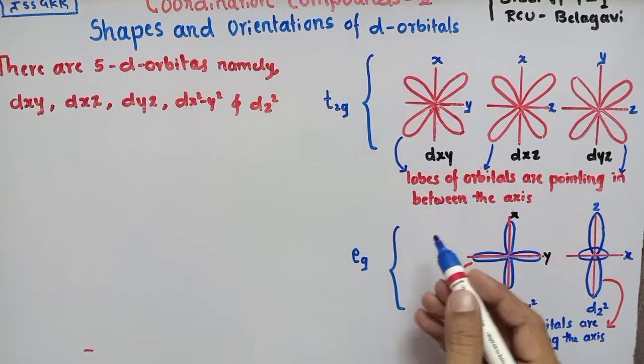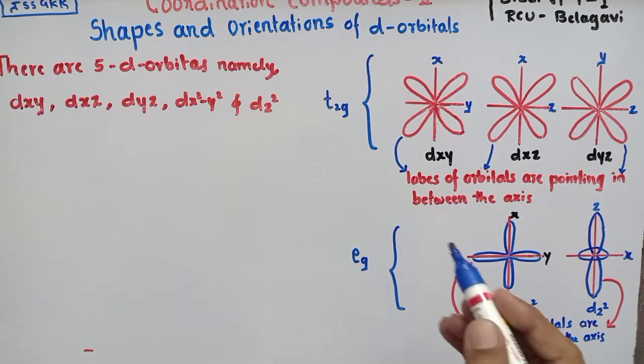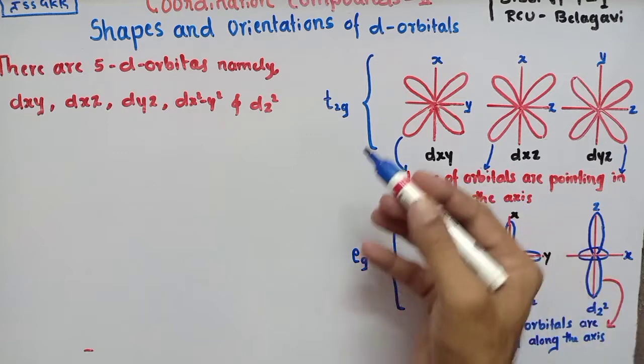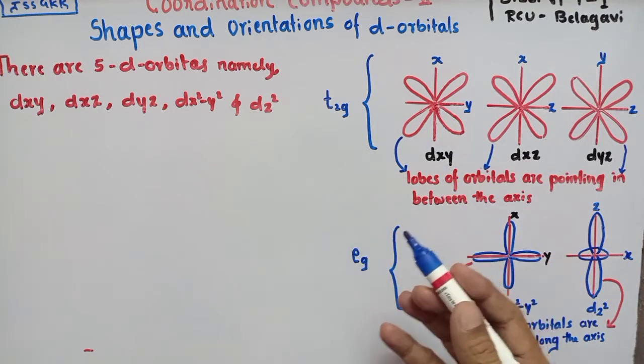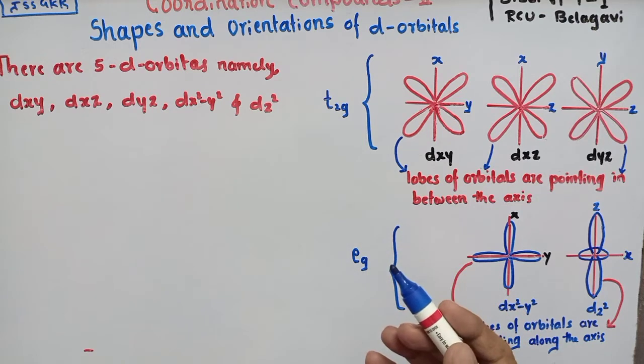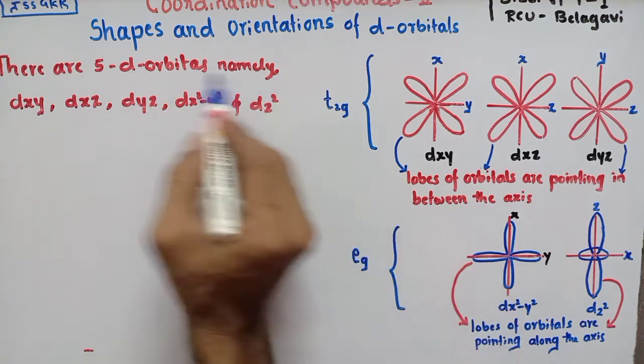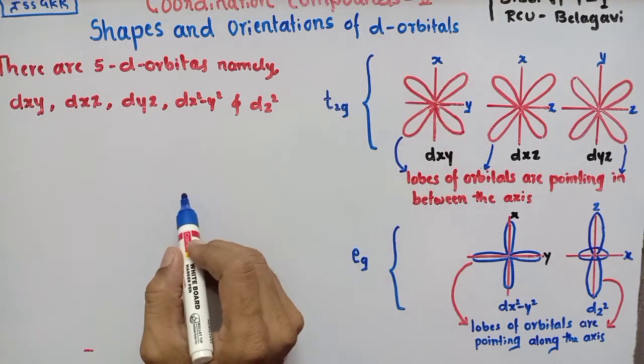Because once we know the shapes and orientation of d orbitals, it becomes easy to understand the splitting of these 5 d orbitals into different sets of orbitals in different environments like octahedral, tetrahedral or square planar. So in that aspect, let us study about the shapes and orientation of d orbitals.